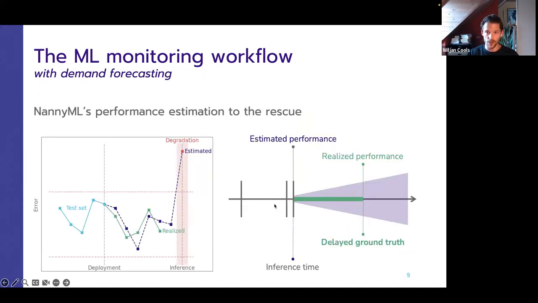And for demand forecasting, this performance estimation is specifically useful because, like I said, it takes a long time for the ground truth to become available, and it's only then that you can actually measure the real performance. So how does that look on a performance chart?